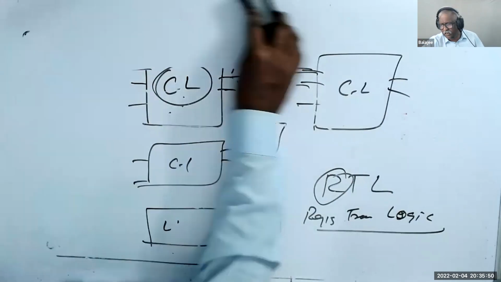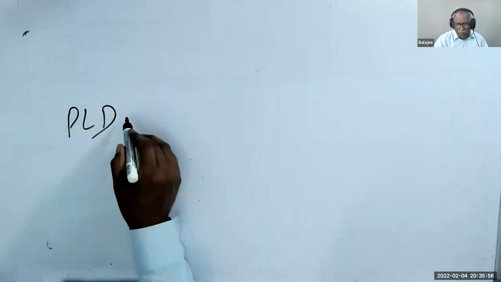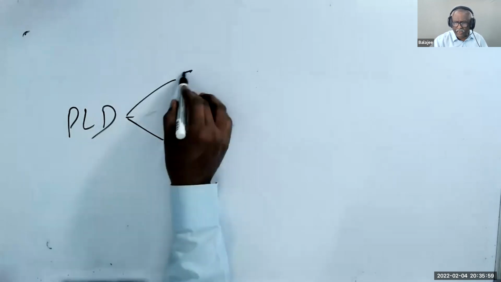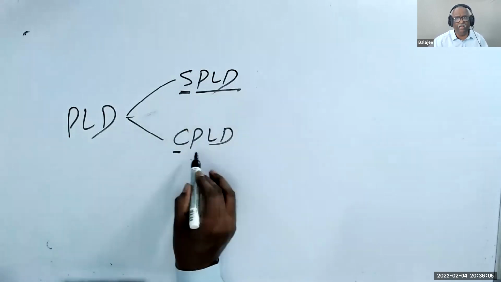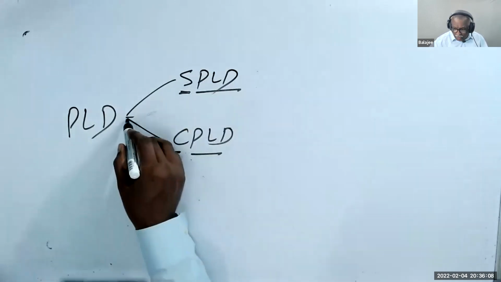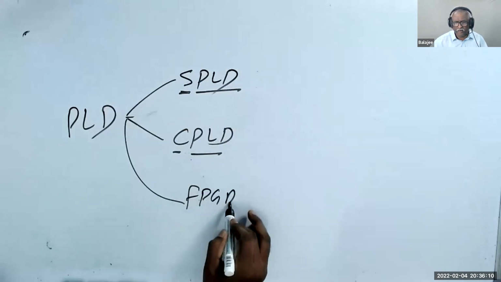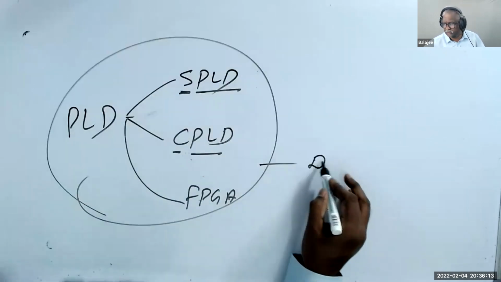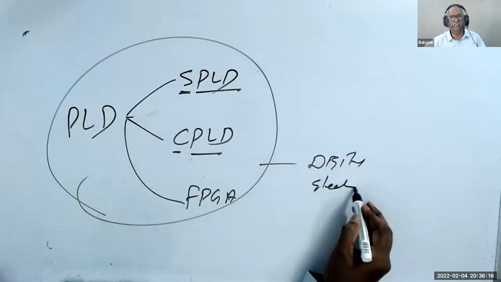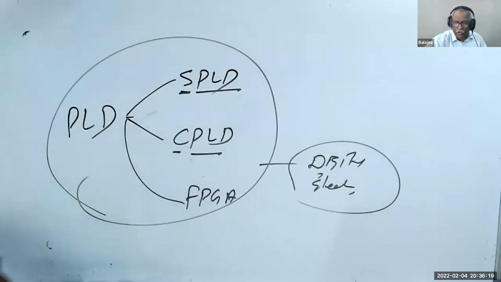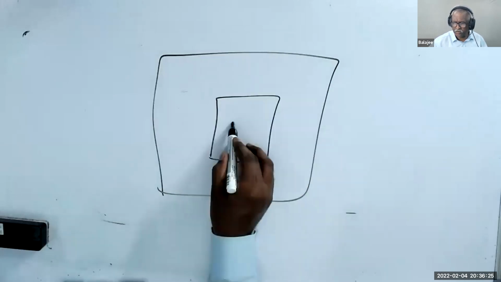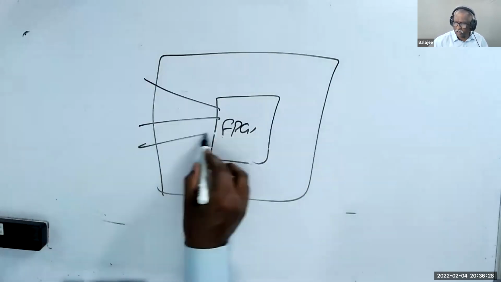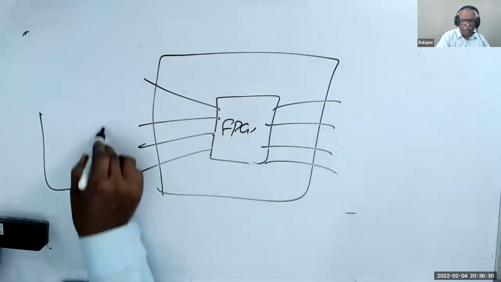In FPGA, we have three rounds. It started with the PLD. Then PLD has 2 divisions, called SPLD and CPLD, simple PLD and complex PLD. Then came FPGA. This is full of digital electronics. You can buy a board like a microprocessor board, a board with FPGA. You can have inputs and outputs from your laptop.